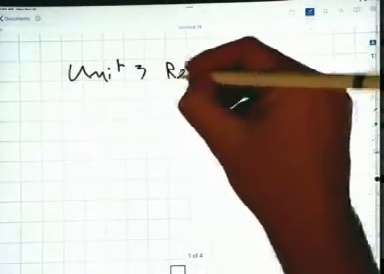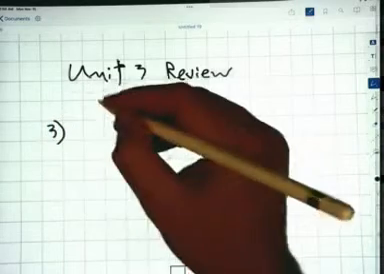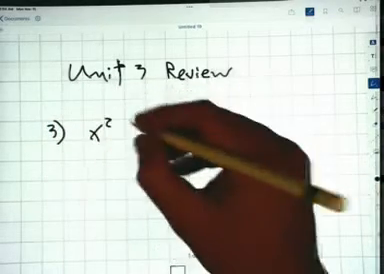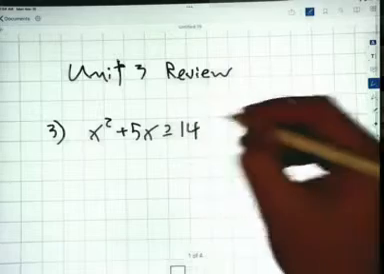Can we go over number 3 on the review? Problem number 3 from the review: x squared plus 5x is greater than or equal to 14.